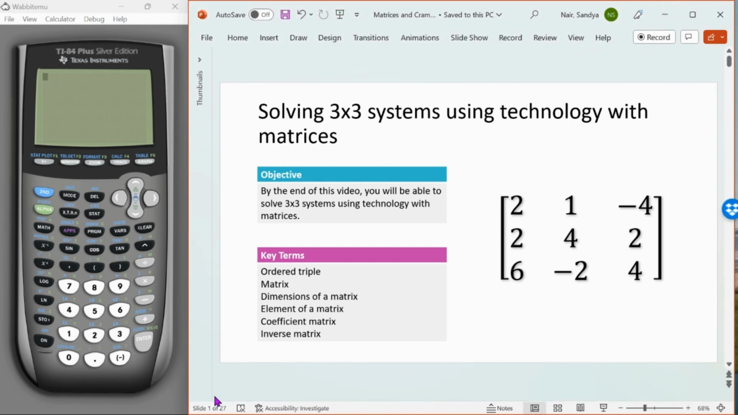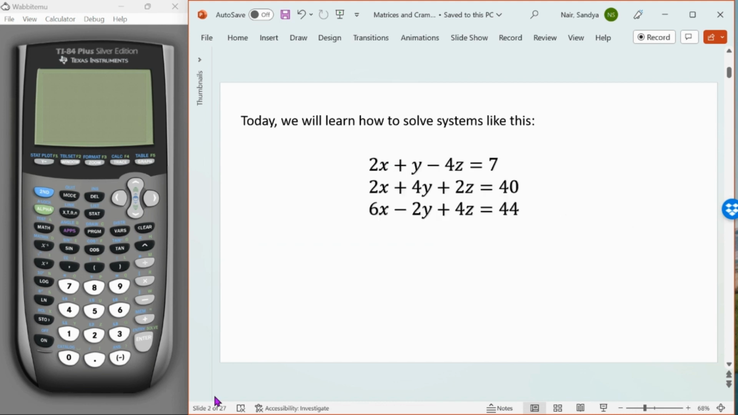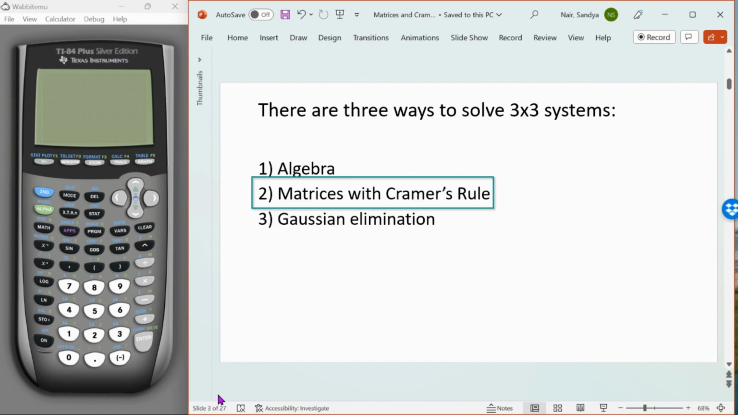So in today's video, we're going to be talking about how to solve 3 by 3 systems using technology with matrices. So today we're going to learn how to solve systems that look like this. So you may be looking at this problem and wondering, didn't we already learn how to solve this system? And you're absolutely right. We learned how to solve 3 by 3 systems using algebraic methods in the last video. So today we're going to actually learn how to solve the same type of problem, but we're going to use an entirely different method. Today we're going to be using matrices with Cramer's rule to solve 3 by 3 systems.